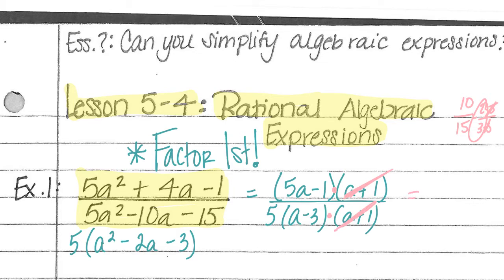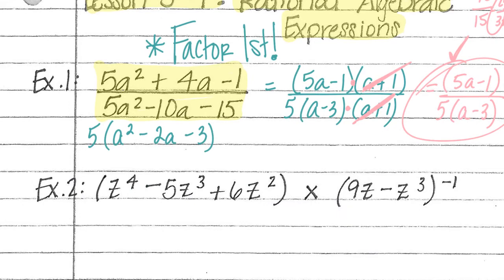So my answer here is 5a minus 1, and if you write it in parentheses, that's fine, over 5 times a minus 3. And again, if you distribute it back through, that's fine too. But it's best to just leave your answer just like this, 5a minus 1 over 5 times a minus 3. All right, let's move on. They are going to get a little tougher.